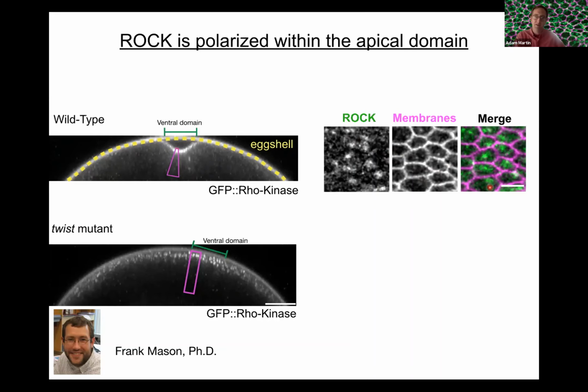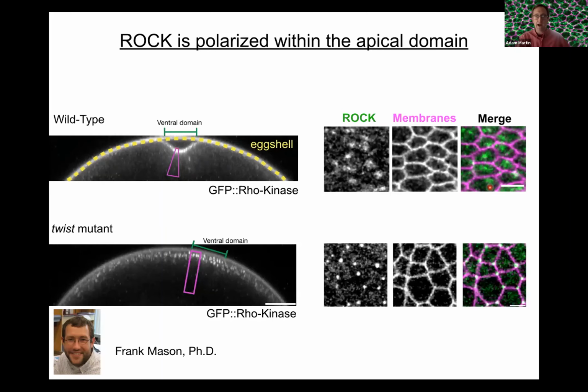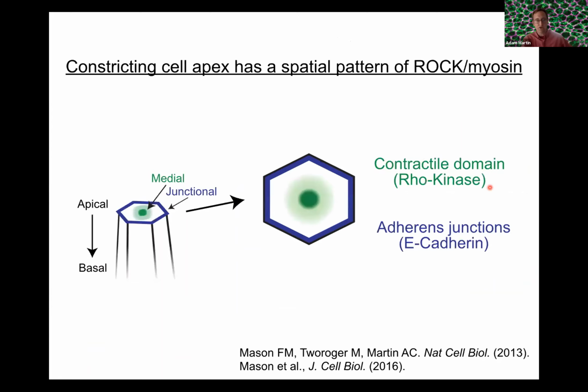cells. And what we found is that in the twist mutant, the polarity of this rho kinase is inverted so that the rho kinase spots are instead localized to the junction rather than the center of the apex. Okay, so this provided a different picture of this problem, where now it appears there's a signaling center of rho kinase that's present in the middle of the apex of these cells.